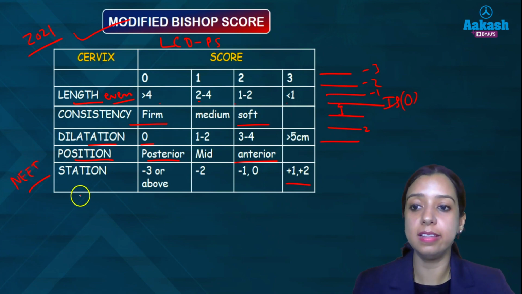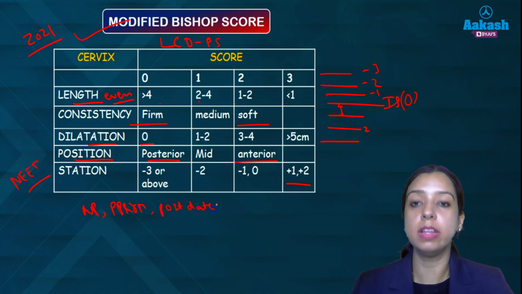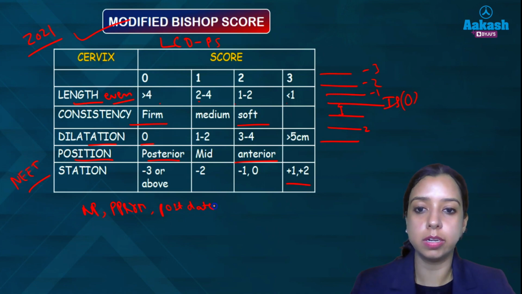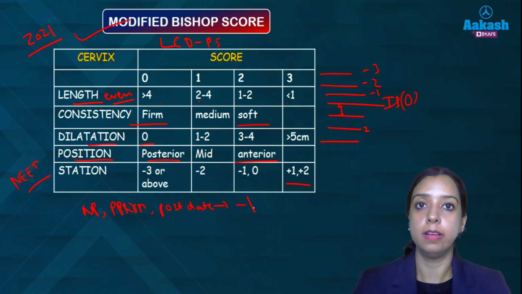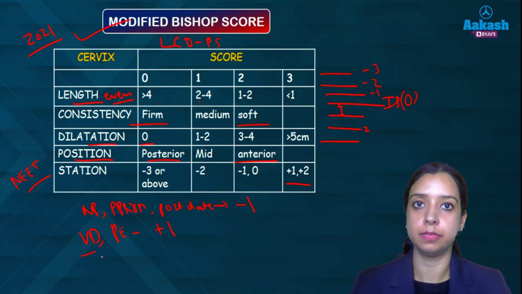One important thing is that if the patient is nulliparous, if the patient has got PPROM, and if the patient is post-dated, meaning more than 40 weeks (post-term means more than 42 weeks), you will subtract 1. Similarly, for a patient who has delivered vaginally previously and who has pre-eclampsia, you will add 1. You will add 1 for each delivery to the score. So this is important, you have to remember that.